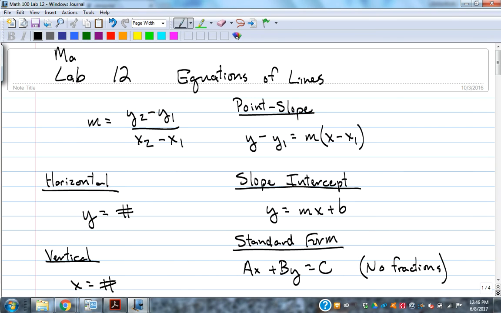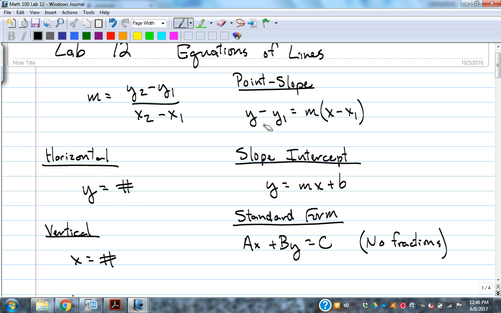In Math 100, lab number 12, I'm talking about equations of lines, and we're going to deal with the slope formula, y2 minus y1 over x2 minus x1. We're going to deal with three different forms. The point slope form, y minus y1 equals m times x minus x1. And then the slope intercept form, y equals mx plus b.